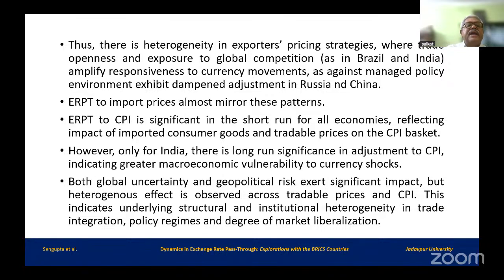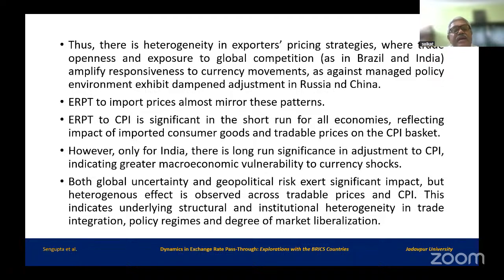Thus, there is heterogeneity in exporters' pricing strategies, where trade openness and exposure to global competition, as in Brazil and India, amplify responsiveness to currency movements, as against managed policy environments that exhibit dampened adjustment in Russia and China. Exchange rate pass-through to import prices almost mirrors the patterns of the export prices.